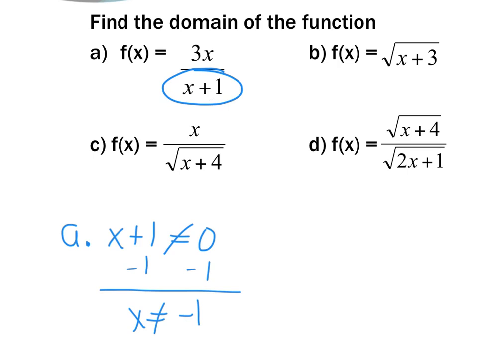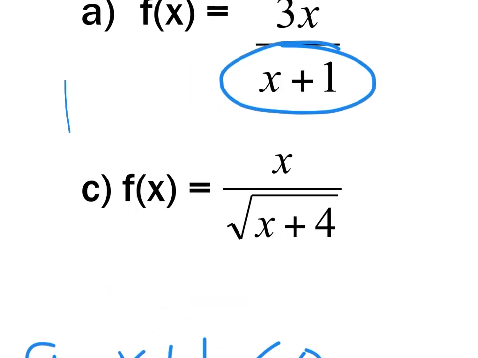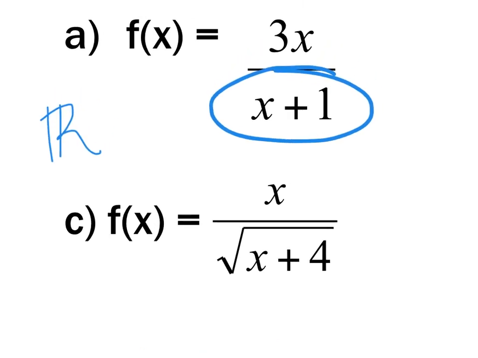0. So your answer for A would be, you can use all real numbers. You can write all real numbers if you want, or just make an R with an extra line. So it's all real numbers except what? Negative 1. Good.